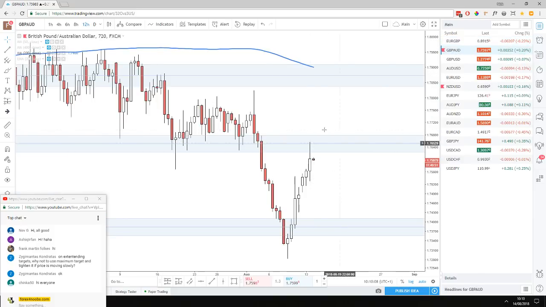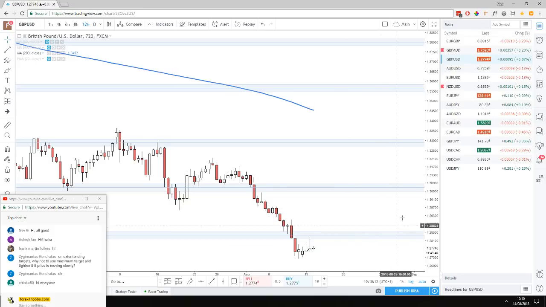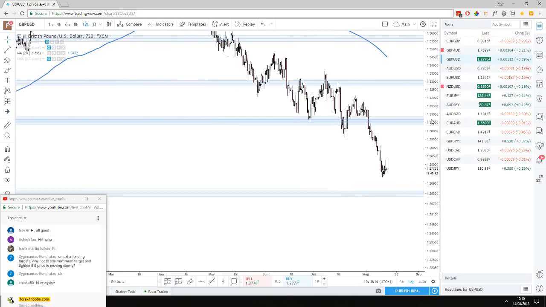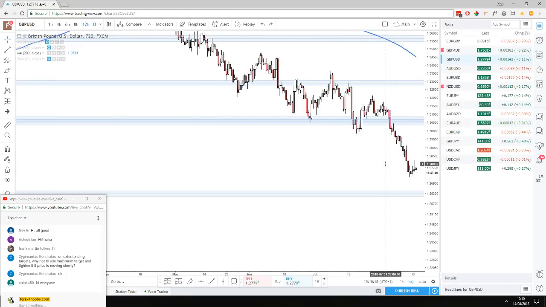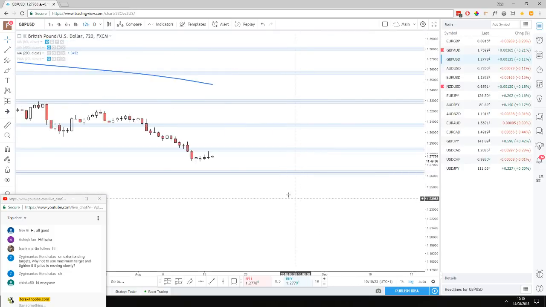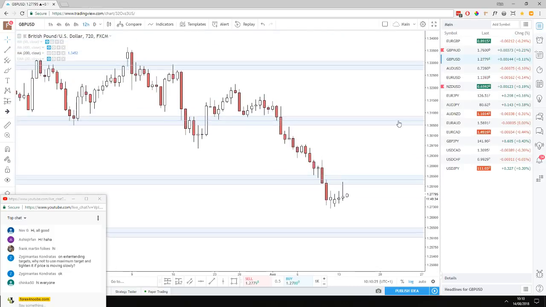But GBPAUD on the other hand, this one has some potential. So we're looking for a short here. GBPUSD, a few of you have mentioned getting in long here. Oops, I messed up the support resistance area there. I'm not really that interested in a long here.